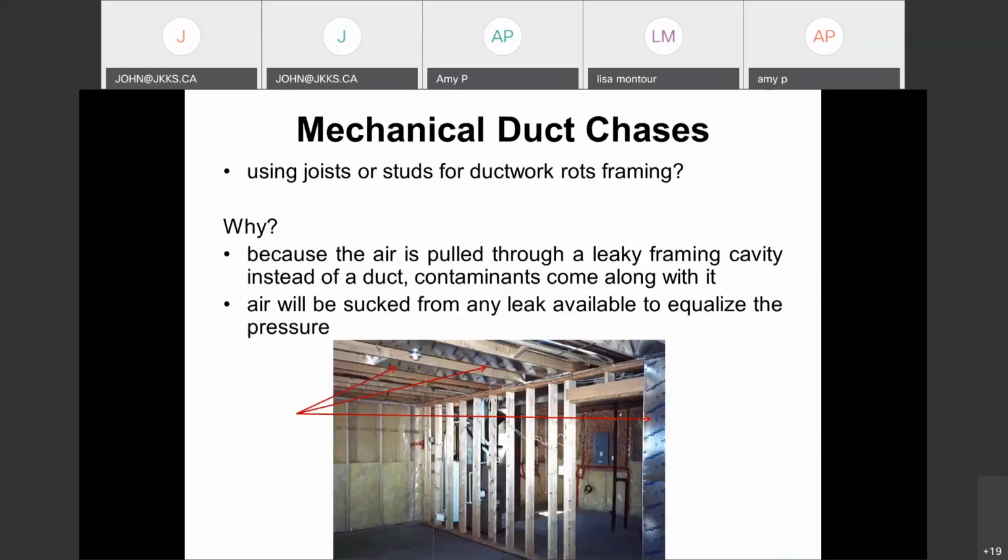Okay, so truss uplifts. The next one was mechanical duct chases. Another area we need to consider inside the house is whether it's really a good idea to use joists or studs for ductwork. Does it rot the framing? Or is it a spot where moisture can actually penetrate?